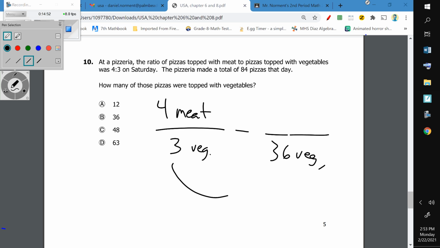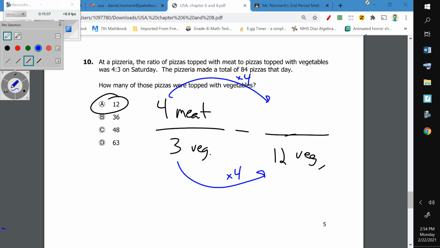And for example, I'll show you what I'm talking about. Here's one way you can do this. This is not the answer. But if it was, you see how 3 times 4 is going to equal 12? Well, do 4 times 4, you get 16. That means if there's 12 veggies, there's 16 meat pizzas. Now, do these two add up to be 84? No, they add up to be 28. So this is way too small.